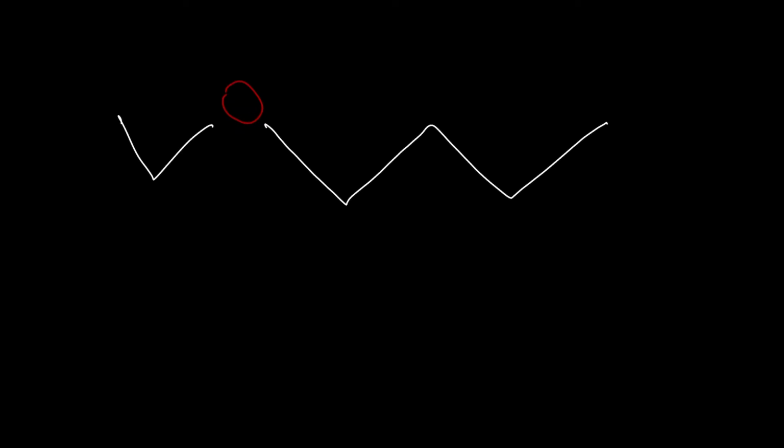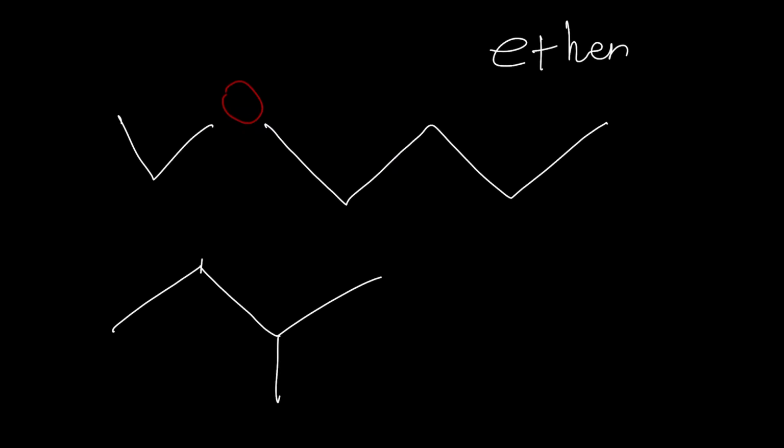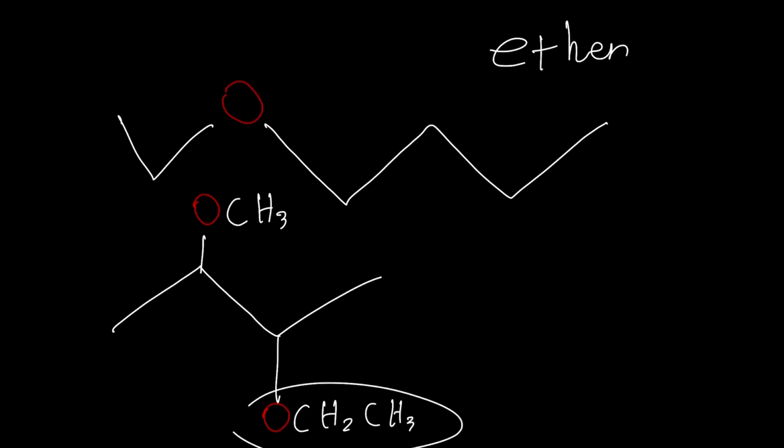Now, whenever you have a carbon chain that is attached to an oxygen, and then the oxygen connects to other carbons, this is going to be called an ether. And ethers can also look like this. They can look like a substituent, so they can be like this. This is an ether. And then they can also look like this. That's also an ether.